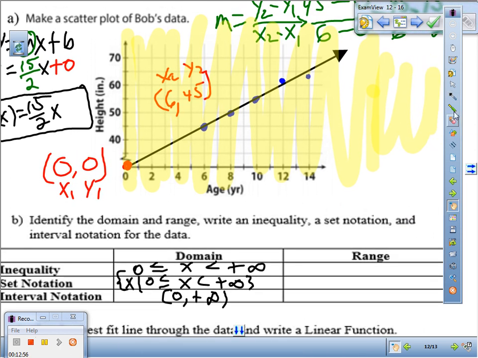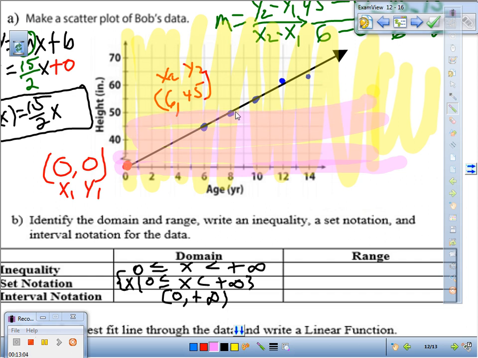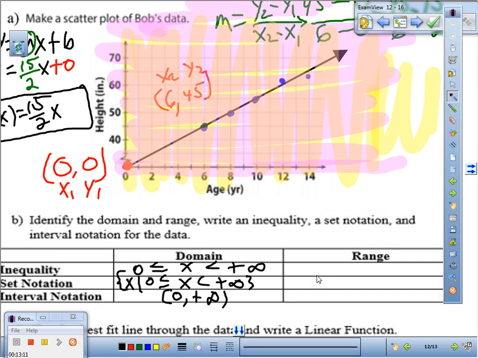I'm going to switch colors. Now I'm going to start from the bottom to the top. The farthest point on the bottom is there again. I shade up. Do I ever stop? No, because it's arrow at the end and it means it keeps growing. So that means my range is from 0 to positive infinity. But now it would be what? Less than or equal to f of x less than infinity.